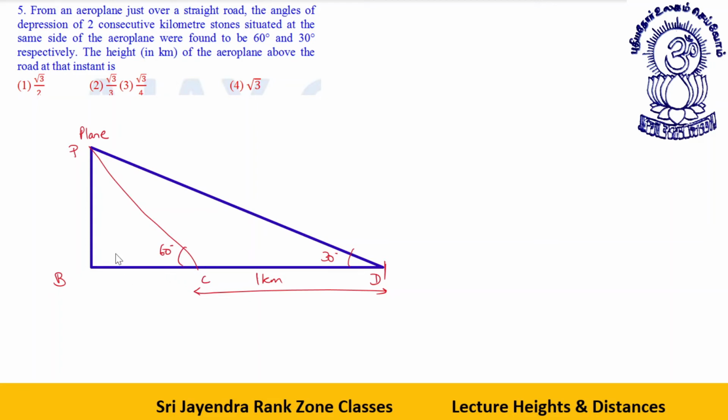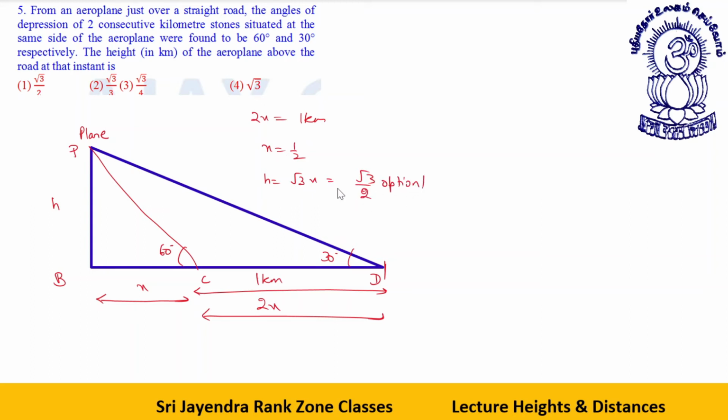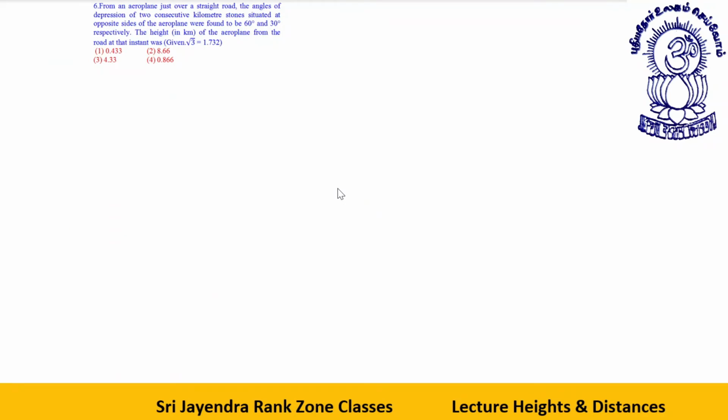Now what happens is we know the logic 60/30. The moment we see 60/30, I will put it x. I will put this 2x. I will put this h. 2x is given to you as 1 kilometer. This sort of question you have already done. X is equal to half. H is what? H is root 3x. That is root 3 by 2. Option number 1 is the answer. Okay. Easy one.